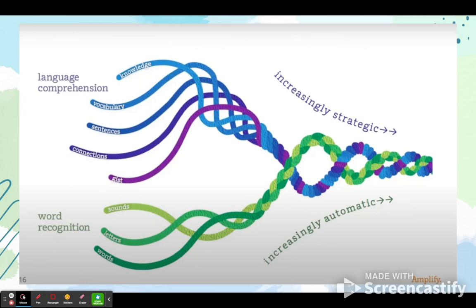This is an example of Scarborough's rope, a visual image to include how language comprehension and word recognition are woven together in order to reach reading proficiency. Again, language comprehension includes background knowledge, understanding of vocabulary and sentences, making connections to the text, and understanding the gist of the material. Word recognition includes the recognition and decoding of sounds, letters, and words to maintain fluency in a text.